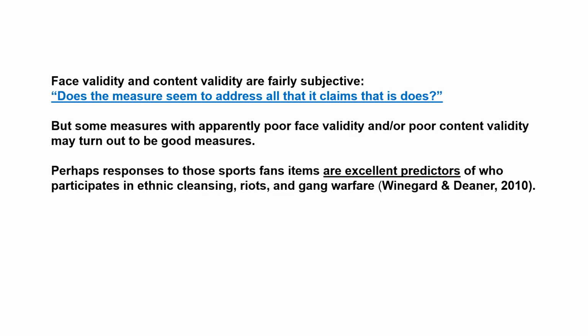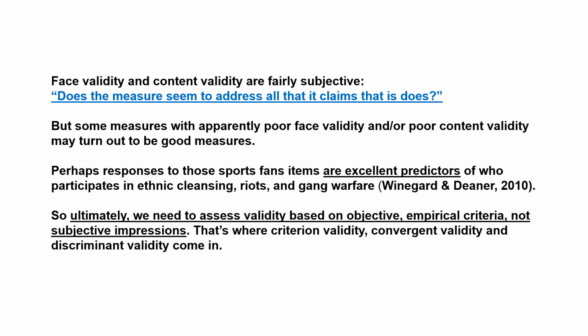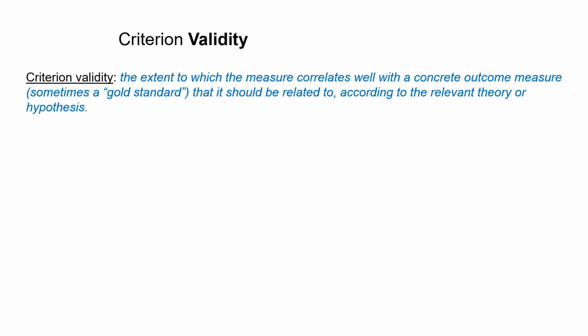But because they weren't specifically asking about the things outside of the sports context, what is needed is a validity that's based on objective empirical criteria, not these subjective impressions. And that's where our criterion, convergent, and discriminant validity are going to come in. And within those, there's the subcategories. So let's look at those. Let's start with criterion validity.